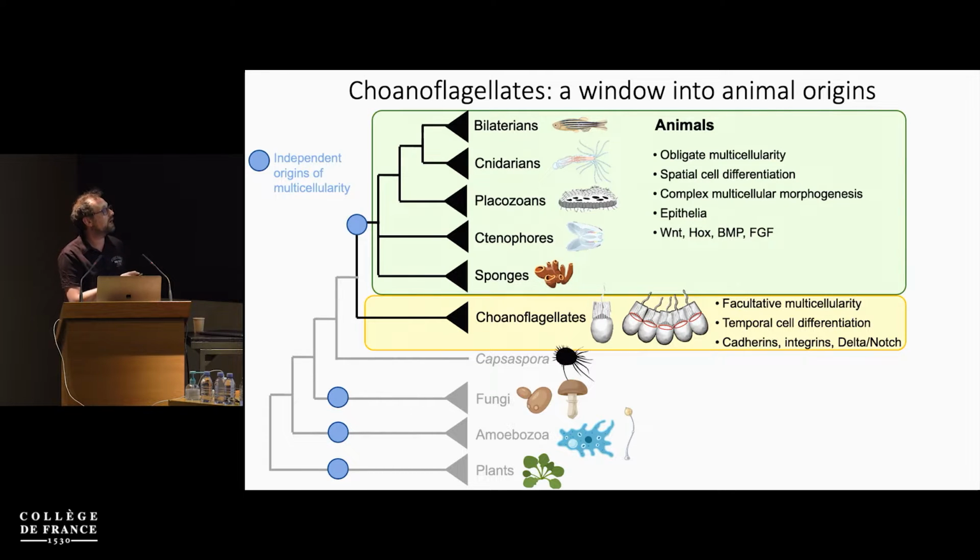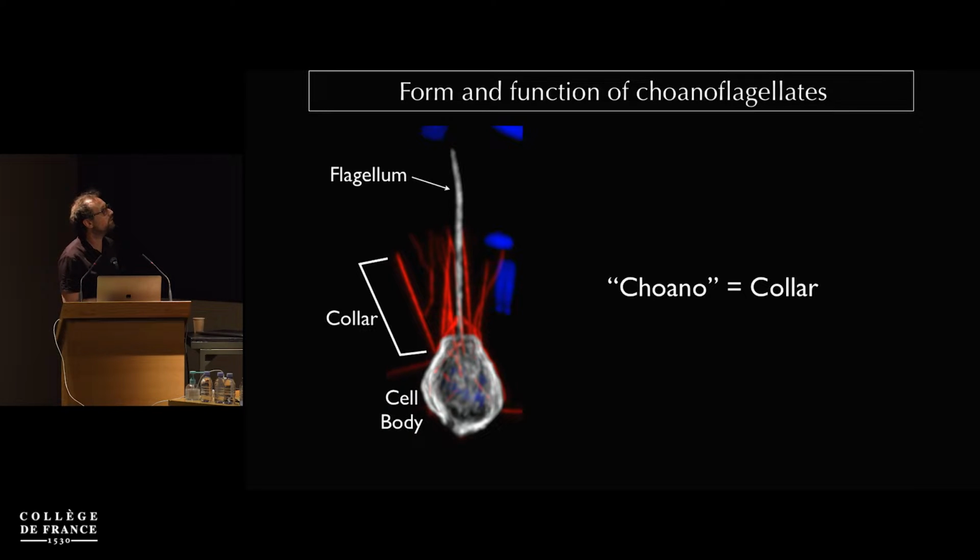And choanoflagellates are aquatic microorganisms which have a number of important features for understanding animal origins, including facultative multicellularity, some degree of cell differentiation, and even some genes that were thought to be specific to animals, including cadherins, integrins, even Delta-Notch. So if you've never seen a choanoflagellate, here is one. As their name indicates, they are flagellates, so they have an apical flagellum exactly like a sperm cell. But they also have an additional feature, which is a ring of actin-filled microvilli around the flagellum, which form what is called the collar. So the collar and the flagellum together form what is called the collar complex.